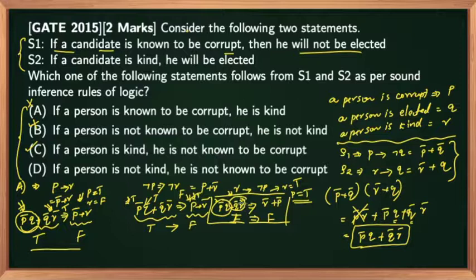So I will not be able to have a truth assignment such that true implies false. So that means C is a tautology. So C is correct. Okay. So this way also you can solve this.